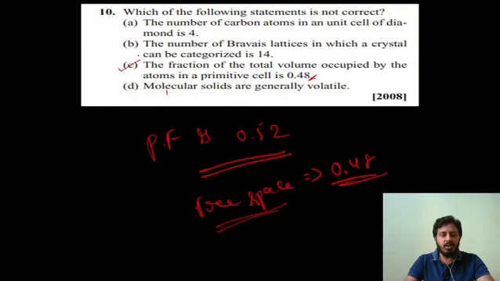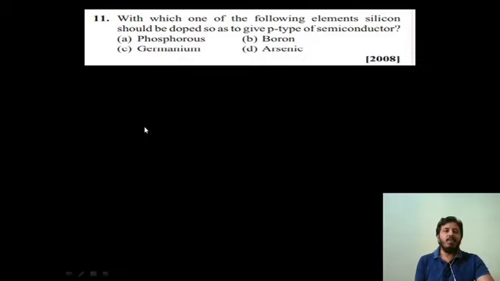And look at the option D. Molecular solids are generally volatile. Yes, obviously molecular solids are generally volatile compounds. Question number 11. With which one of the following elements silicon should be doped so as to give p-type semiconductors?